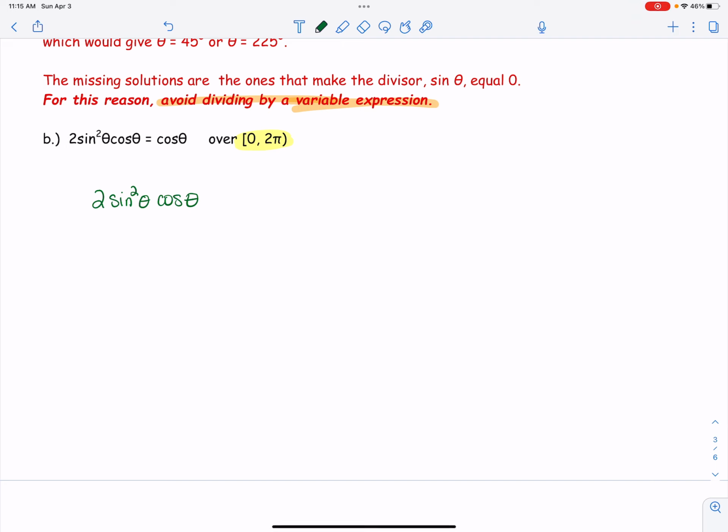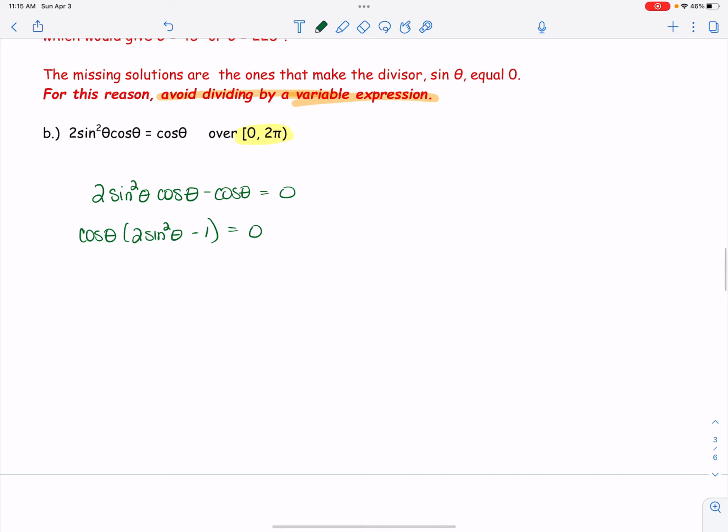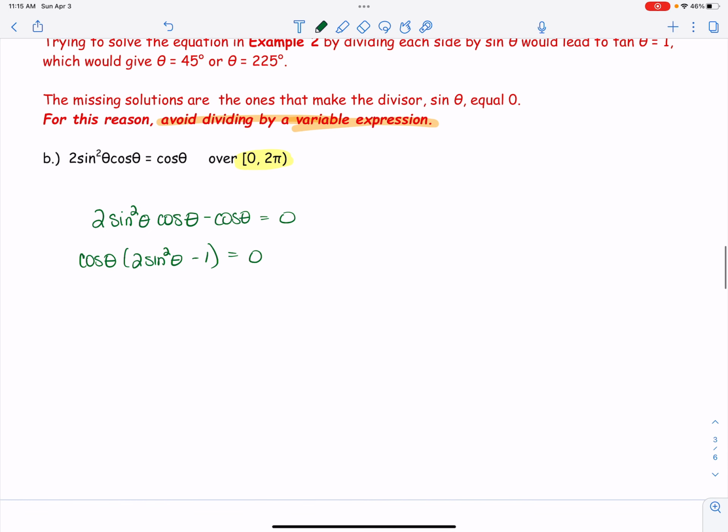I see that each side has a cosine theta, so I'm going to subtract the other one over, make it equal 0, factor out a cosine theta, and I'm left with 2 sine squared minus 1 equals 0. So I've got A times B equals 0, which means either A is 0 or B is 0 or both. So cosine of theta has to equal 0, or 2 sine squared of theta minus 1 equals 0. In either case, you're going to get 0 for a solution. So I'll solve the first one.